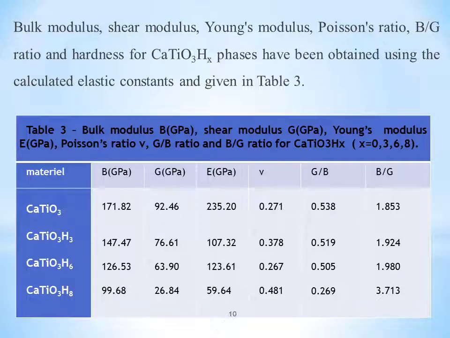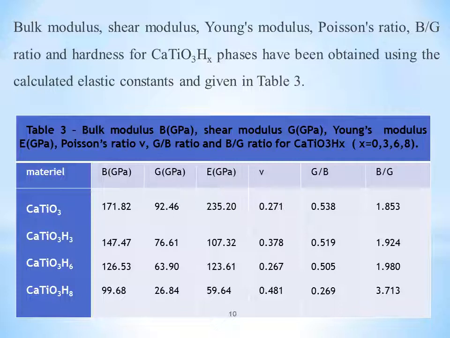In table 3, Poisson's ratio is suggested as 0.1 for covalent materials and 0.25 for ionic materials in the literature. The values of Poisson's ratio for these compounds are above 0.25, which indicates ionic character. In addition, the G by B ratio is used to determine the bonding nature of a material. If the G by B ratio is around 1.1, the material has dominantly covalent bonding. If it is around 0.6, the ionic bonding is dominant.